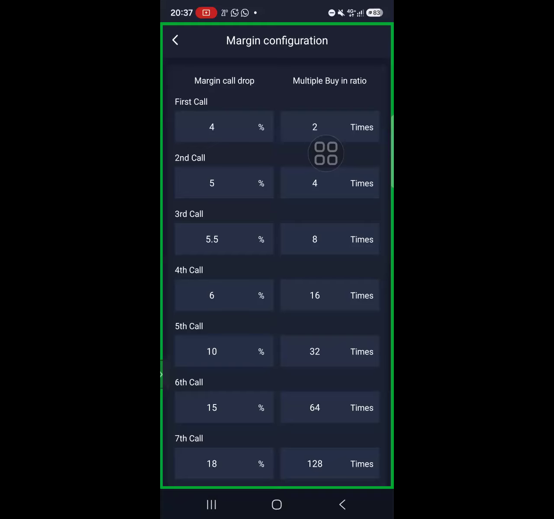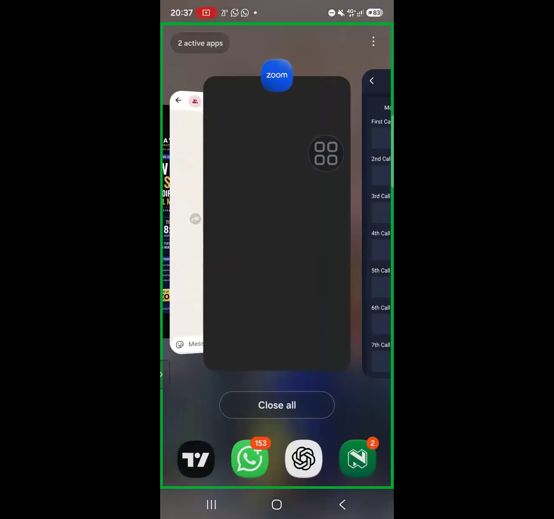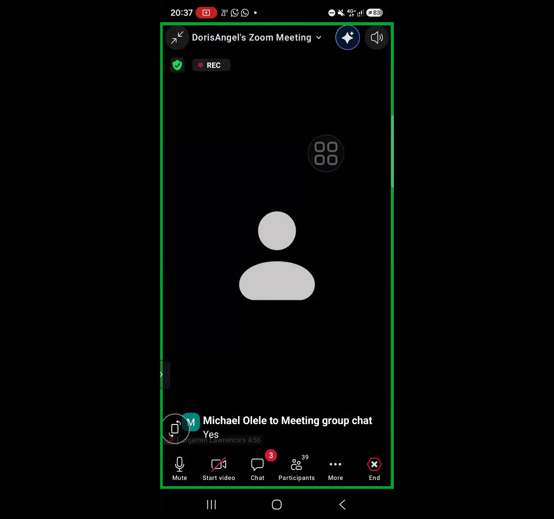And for the robot to buy again, if the price continues to go down, it is going to buy again after the price drops again by 15%, which is margin call number 6. And then the last one is 18. So the conservative one is giving us a total of how much?